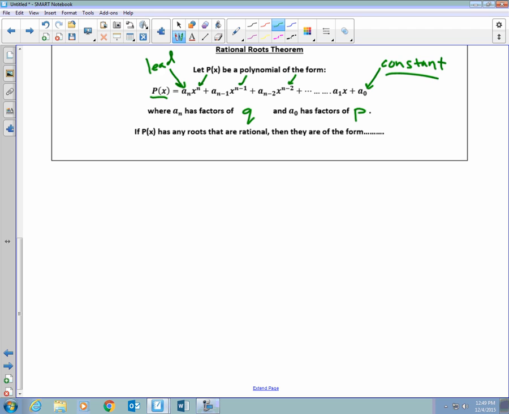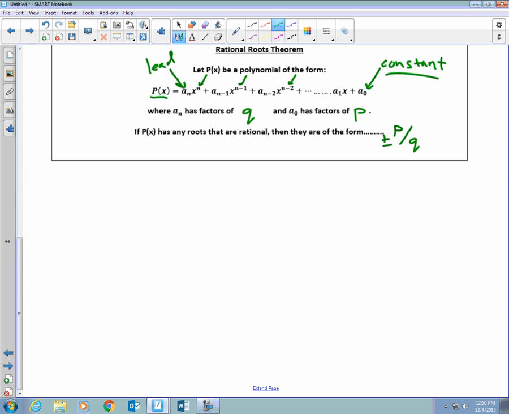If p of x, if the polynomial has any roots that are rational, what does it mean to be rational? X squared minus 2, does it have solutions that are rational or irrational? Irrational. They are positive and negative square root of 2, correct? How about x squared minus 1 equals 0? Are those solutions rational or irrational? Rational. And you could have fractions as well, correct? So that's what it means. If it has rational solutions, they are of the form p over q, plus or minus.